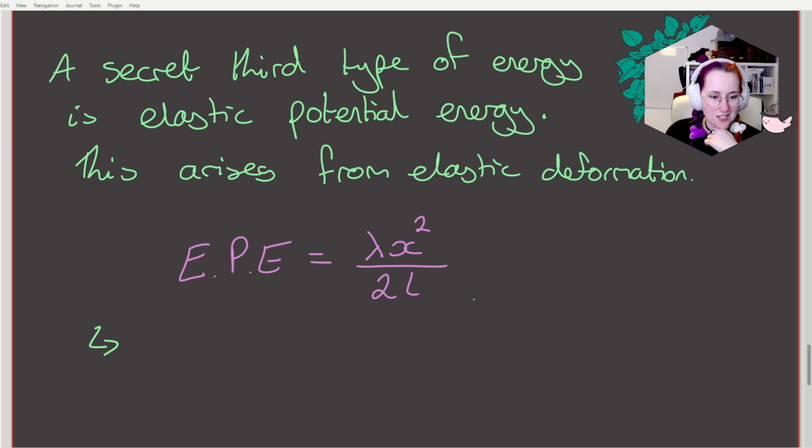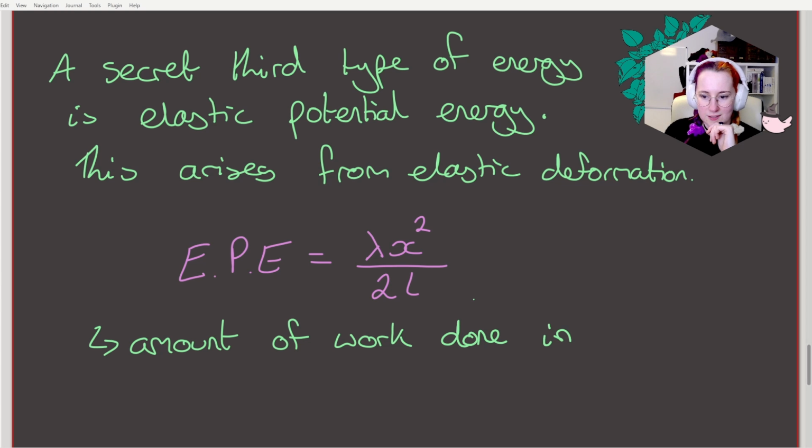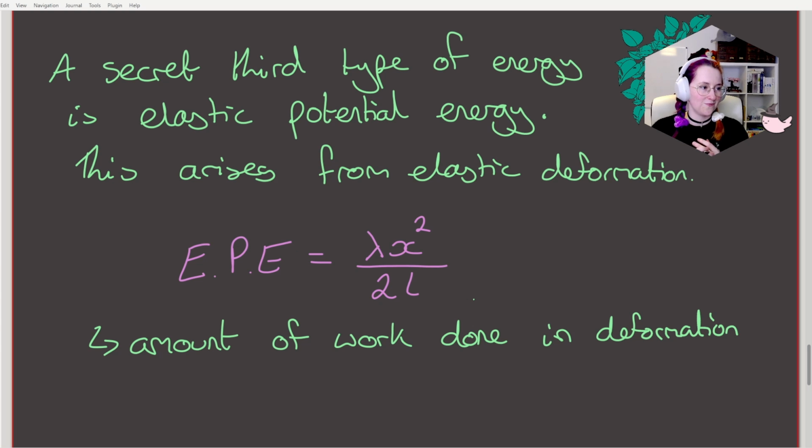So elastic potential energy is the amount of work done in the deformation. In order to deform something, you apply force to it, you lose some energy into that object, and then it's stored as elastic potential energy.